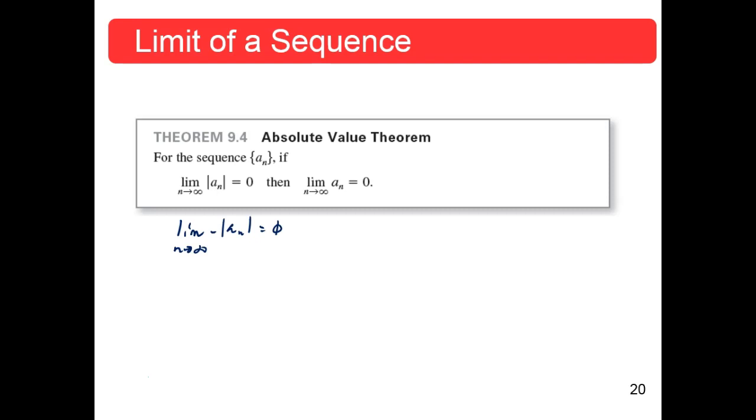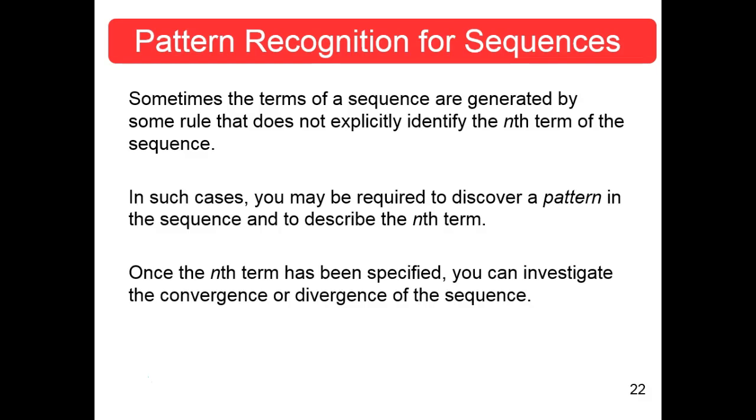All right. Now, pattern recognition for sequences. Sometimes the terms of a sequence are generated by some rule that does not explicitly identify the nth term of the sequence. If you have such a case, you may be required to discover a pattern in the sequence and to describe the nth term. If it doesn't explicitly identify it, you may have to find the pattern. Once the nth term has been specified, you can investigate whether the sequence converges or diverges.